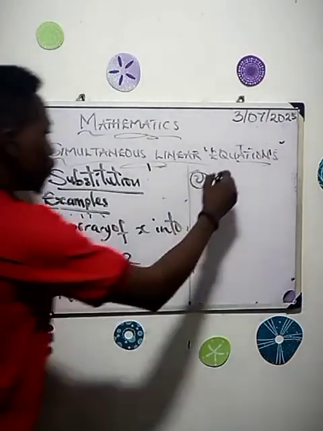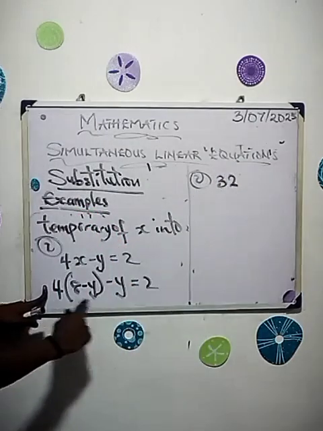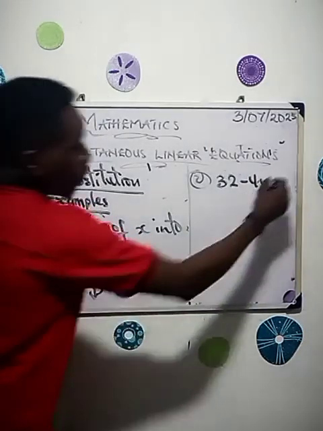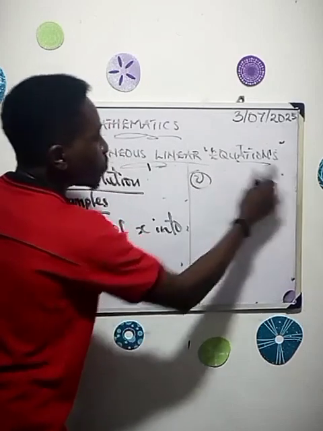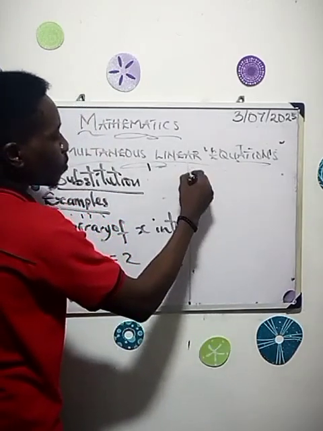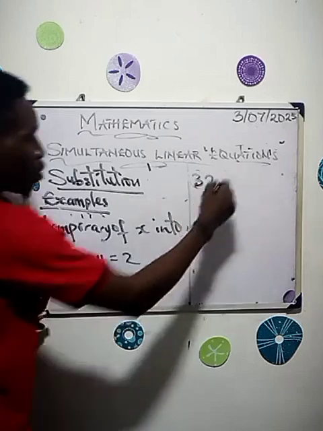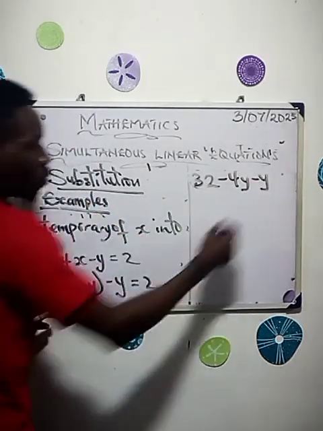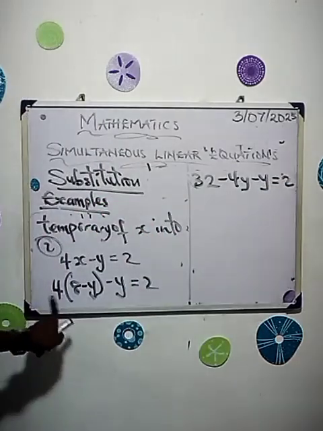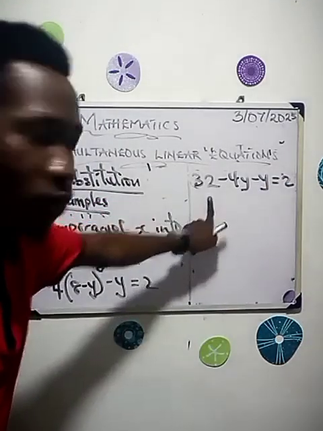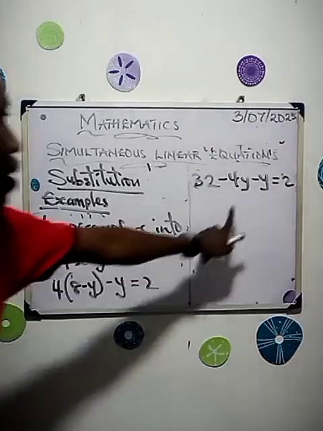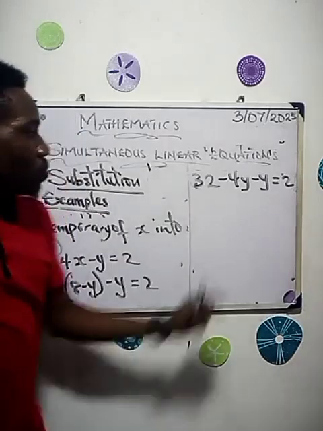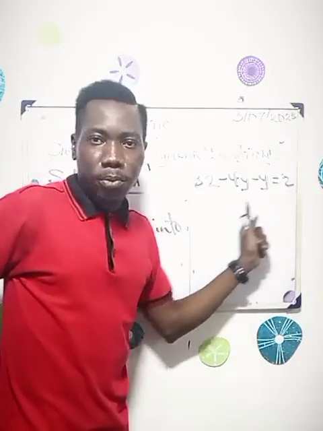So we have 32. Y times minus 4, minus 4y. Minus y, so 32 minus 4y minus y equals 2. 4 times 8, 32. 4 times minus y, minus 4y, minus y equals 2. So these two are like terms, so we can operate on both of them.